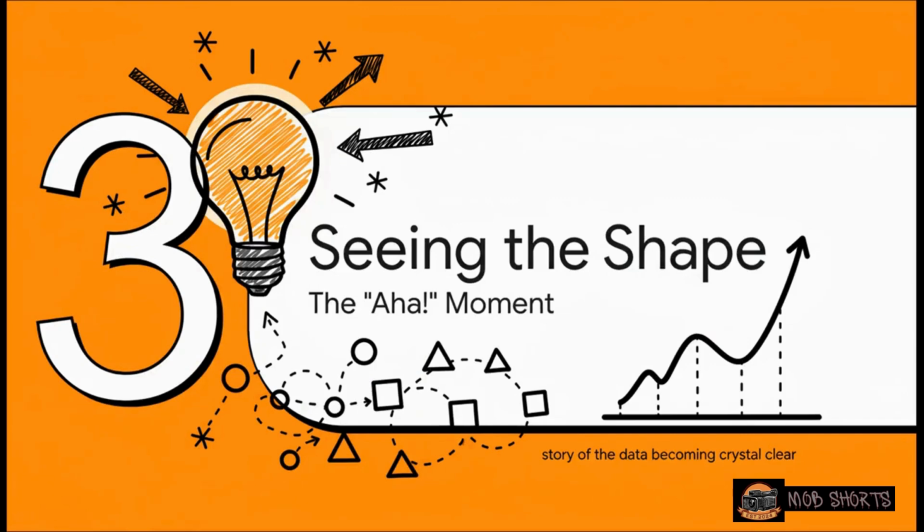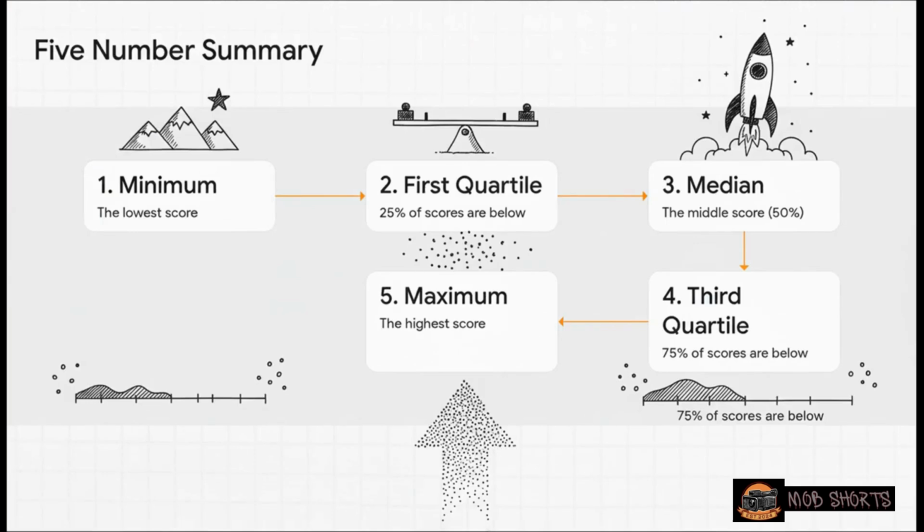All right, this is it. This is where everything we've done comes together. Get ready for that aha moment, because the story that's been hiding in all these numbers is about to become crystal clear. We're going to do this with something called the 5-number summary. It's exactly what it sounds like, a quick snapshot of the data using just 5 key numbers. The absolute lowest score, the absolute highest score, our old friend the median right in the middle, and 2 other points called quartiles that basically mark the 25% and 75% spots.